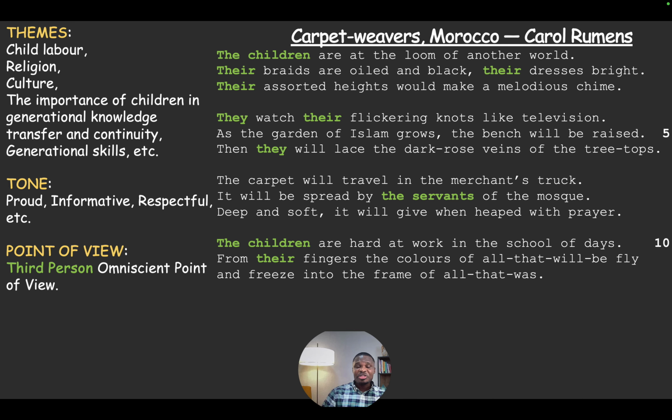Now, in terms of the themes of the poem, we see the theme of child labor, but like I said, positive child labor, unlike what we see in "The Chimney Sweeper." Then we also see the theme of religion, because Islam is mentioned, and culture as well, how children are treated in Morocco as they weave compared to maybe other places. The importance of children in generational knowledge transfer and continuity is also another important theme.